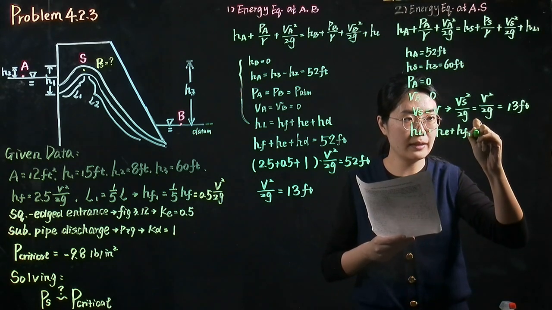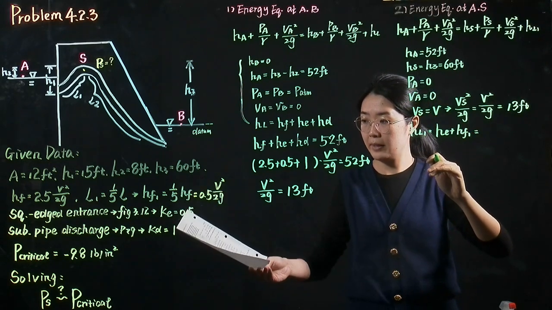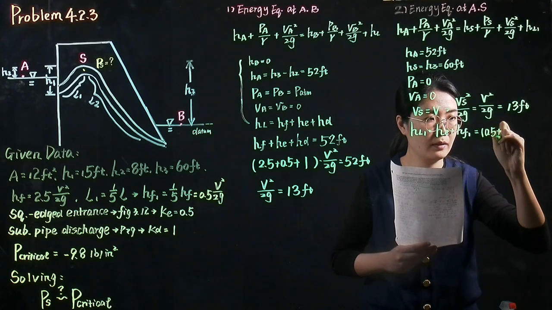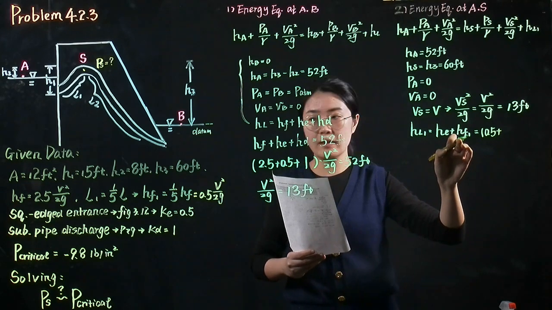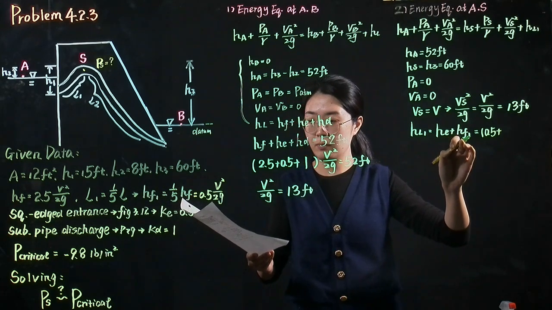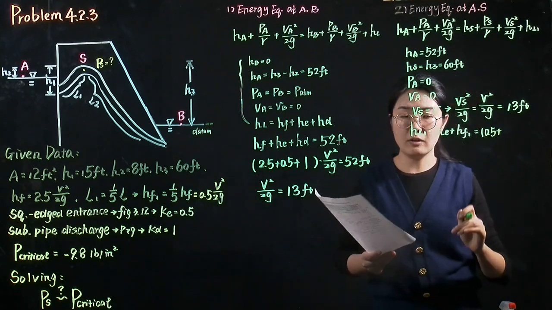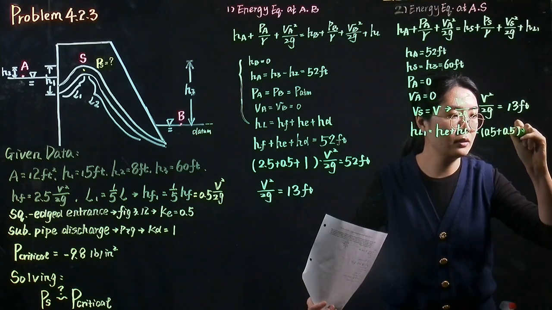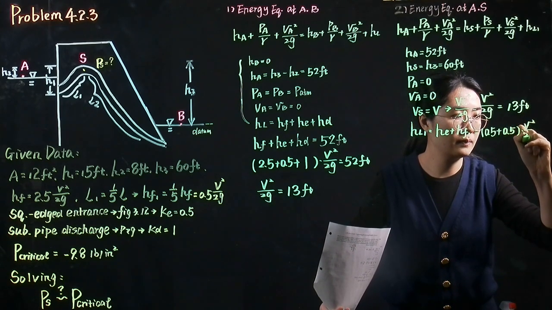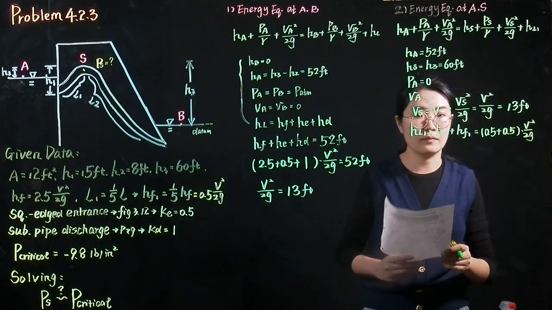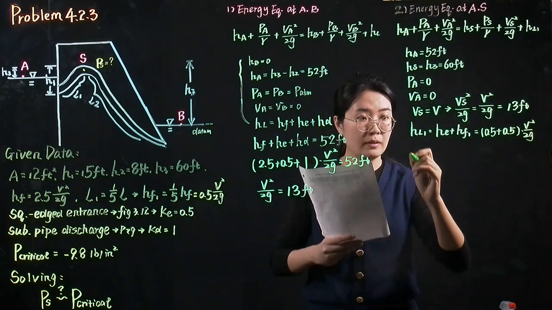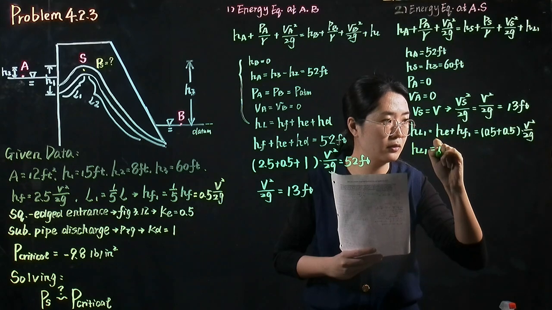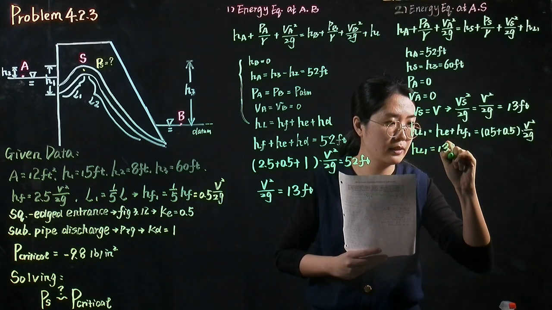Because we know that the coefficient is 0.5, the friction loss in L1 equals 0.5 times v squared over 2g. It's right over there. So with this equation, we can get a value of the head loss in L1 equal to 13 feet.